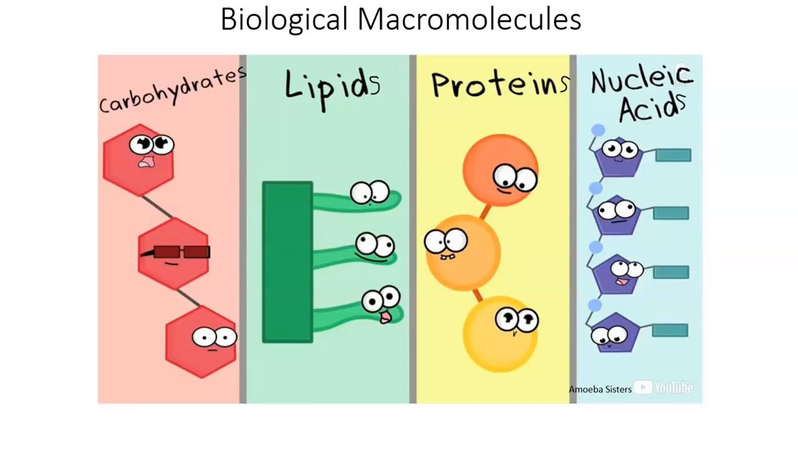There are 4 classes of macromolecules, or biomolecules, sometimes they're called. And those are carbohydrates, lipids, proteins, and nucleic acids. And we're going to learn about them in that order. We're going to start with carbohydrates and lipids today. We'll do proteins on the next class, and then after that, we'll talk about nucleic acids. So today we're focusing on carbohydrates and lipids.